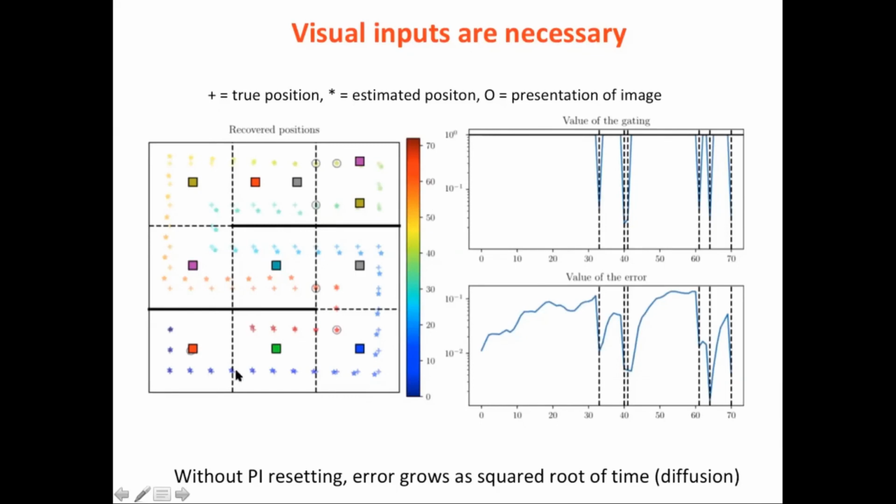You see that there is a small discrepancy between the estimated and the true position of the animal. And when an image is presented, which corresponds to this circle here, then of course you get exactly a resetting at the right position, because the image here is totally reliable. So you see that the network is able to implement a good mechanism which uses reliable external information to do the resetting.